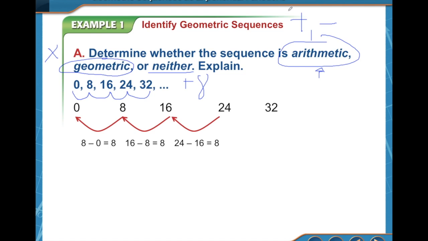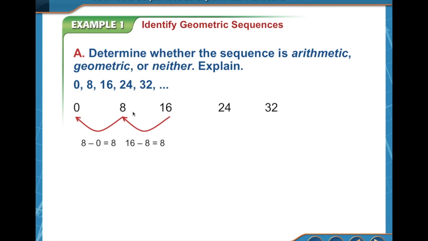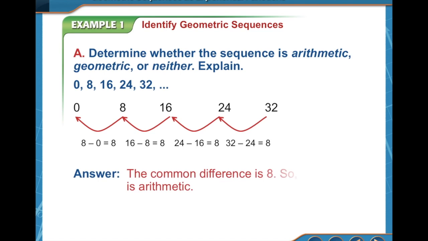So we see that is true. Every time we go from one term to the next, it's an increase of 8. So if that is true, this is and must be an arithmetic sequence. And the common difference between each consecutive term is 8. So from one to the next, it's always 8 units. And of course, we say it is arithmetic because we are adding 8 every time.